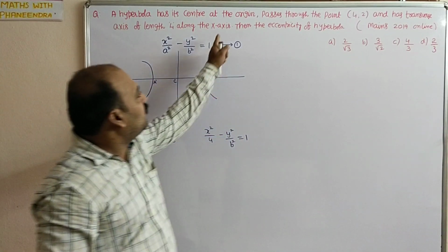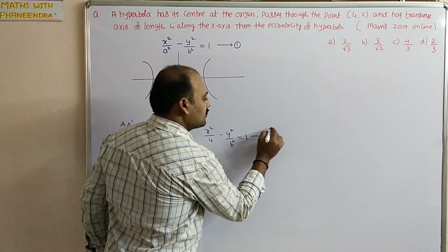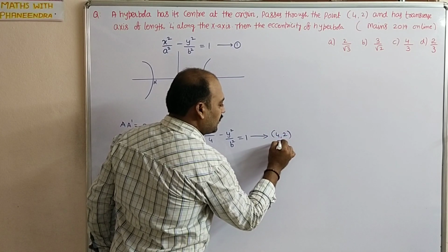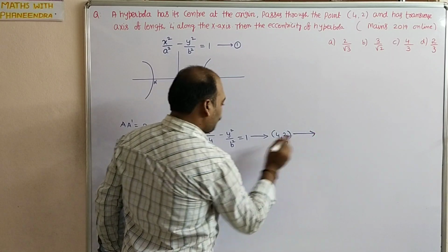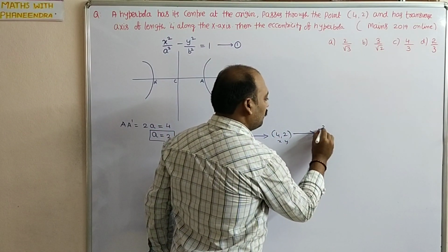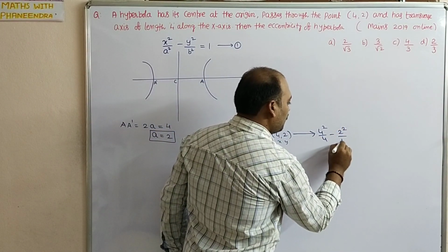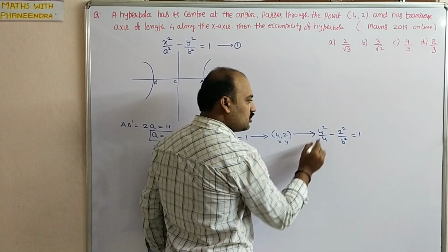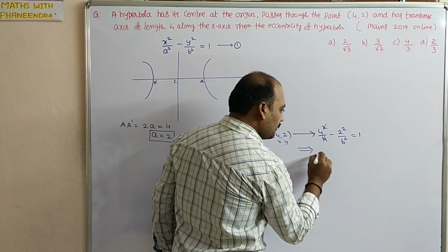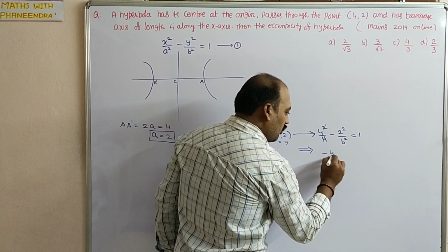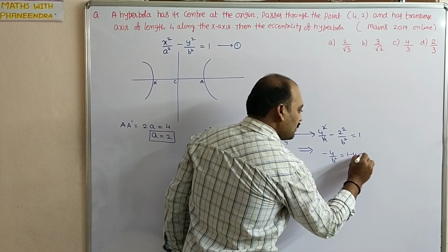This equation is passing through the point (4, 2). In place of x and y, substitute 4, 2. So 4 square by 4 minus, in place of y, 2 square divided by b square is equal to 1. So one of the 4s cancels. Here 4 we are taking that side, it becomes minus 4 by b square is equal to 1 minus 4, that is equal to minus 3.